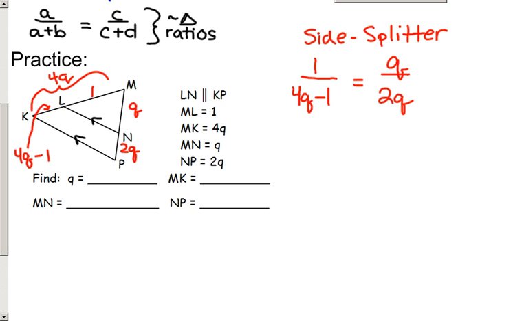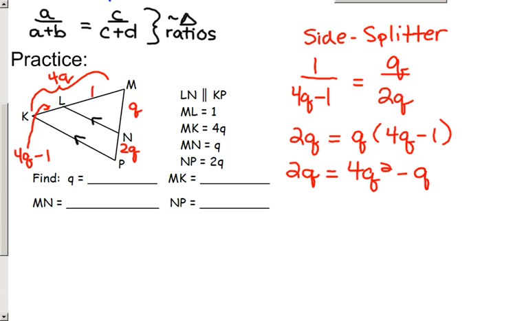From this point, to solve a proportion, remember you cross multiply. 1 times 2Q would result in 2Q equals Q times 4Q minus 1. So start simplifying to solve the equation. We'll have 2Q equals 4Q squared minus Q. Since this is a quadratic, we'll take all terms to one side. 0 equals 4Q squared minus 3Q.